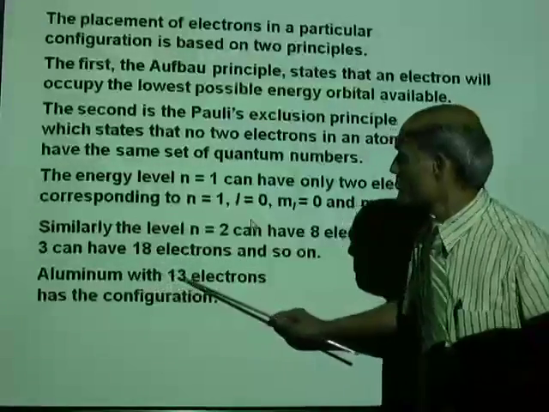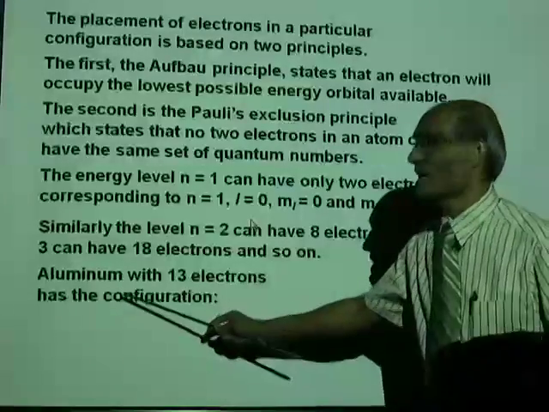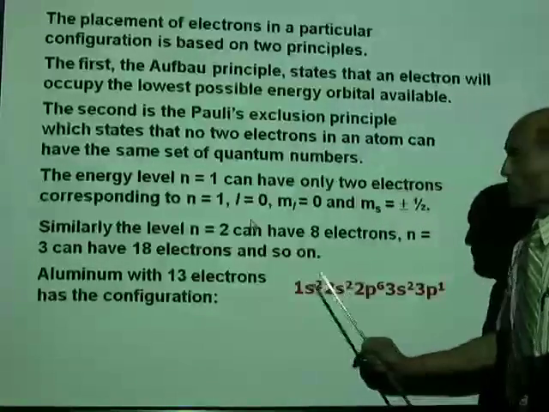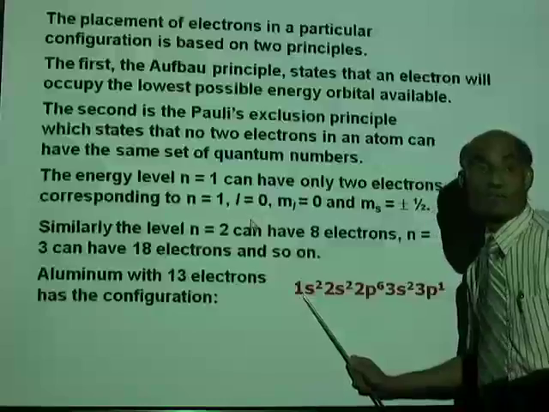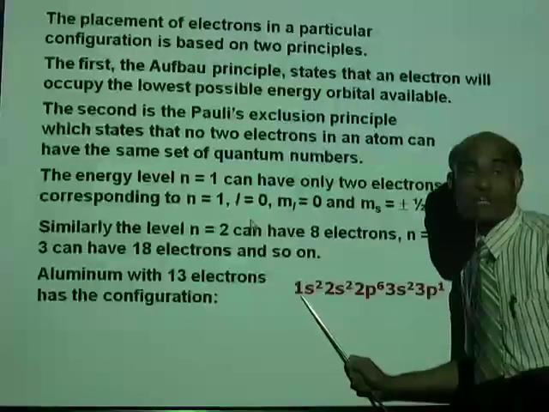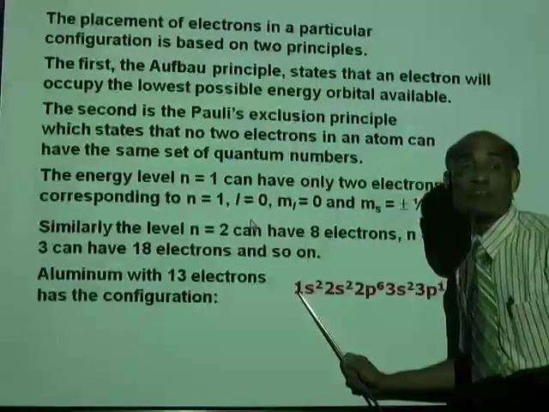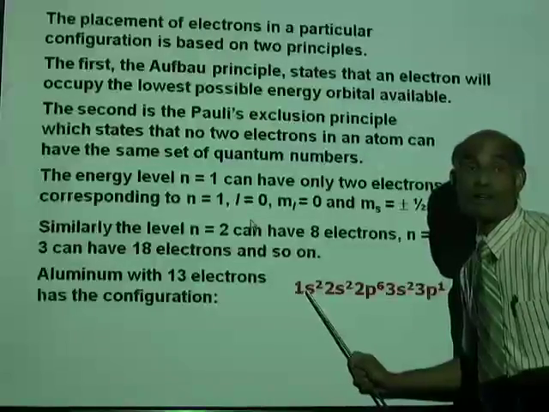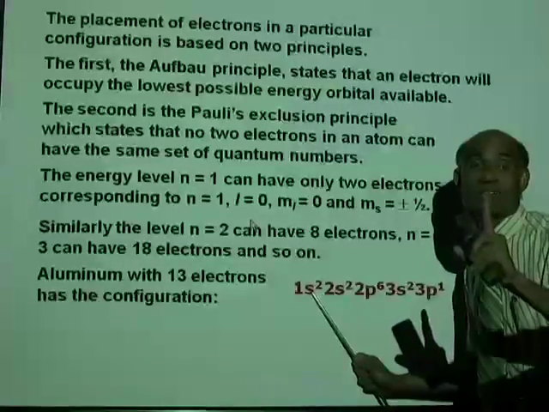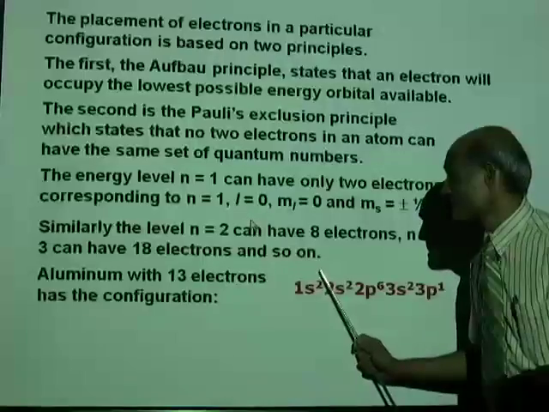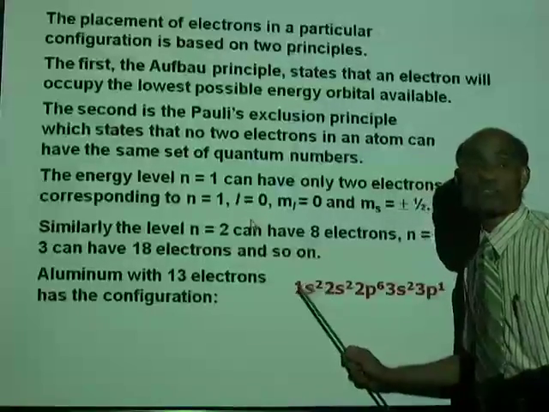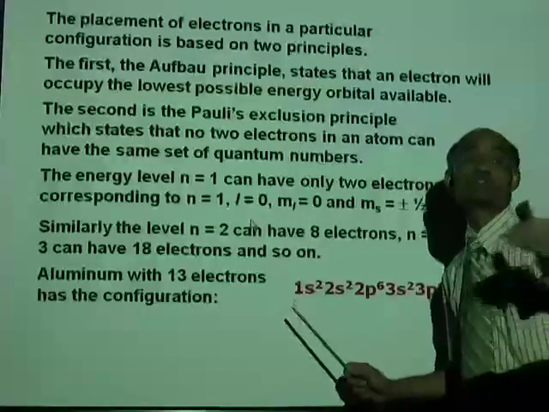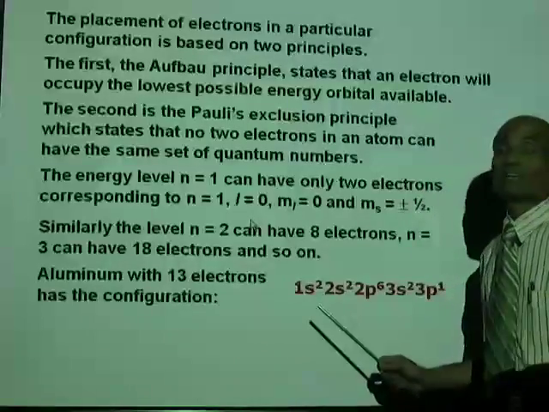Now, aluminum with 13 electrons has the following configuration. Look at this. First, the electrons will have to fill the first shell, n equal to 1. And n equal to 1 has only one subshell, that is S. And that subshell can have 2 electrons. So 1s2 means 2 electrons in the first shell.